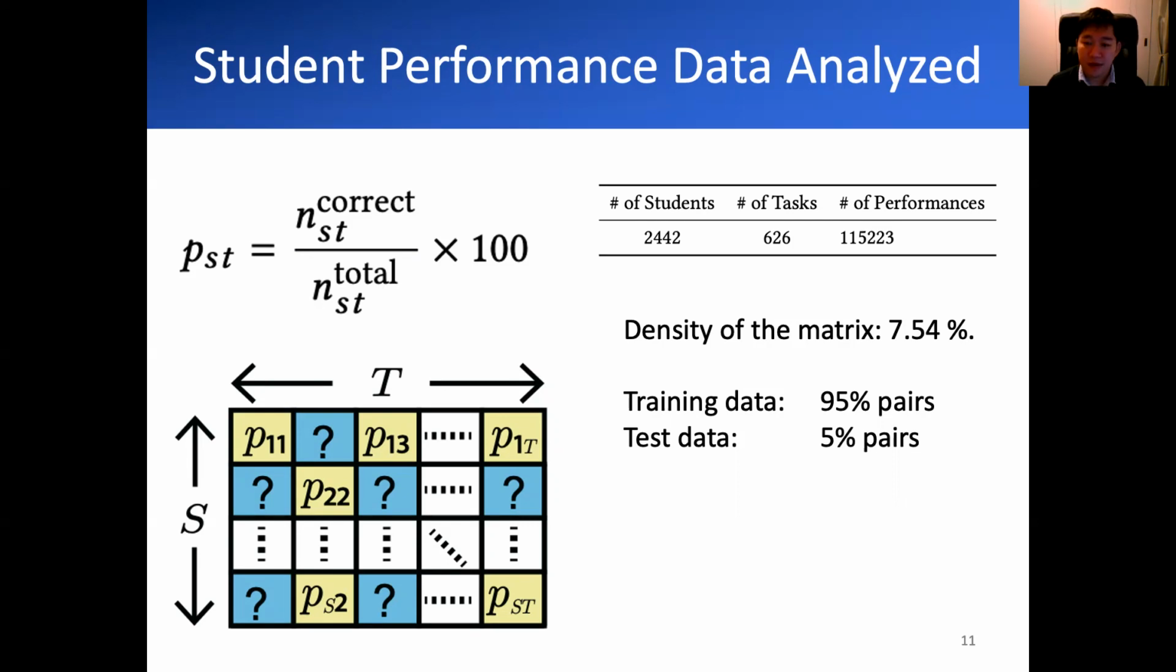The number of the pairs where the data is given is 115,250 223, which is 7.54% of all the elements of this matrix. The randomly chosen 95% of these points were used as the training data, and the remaining 5% were used as the test data.